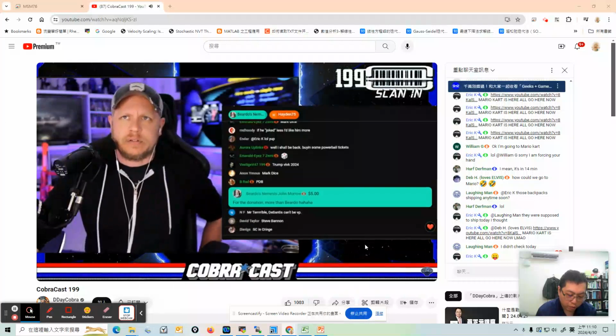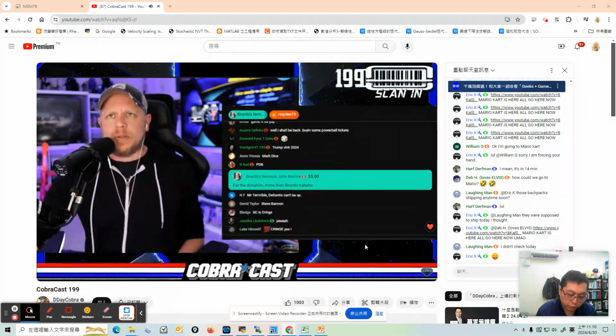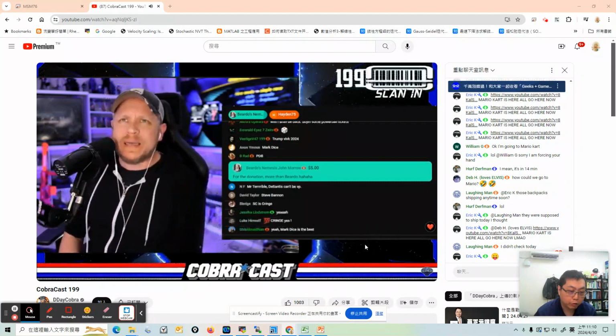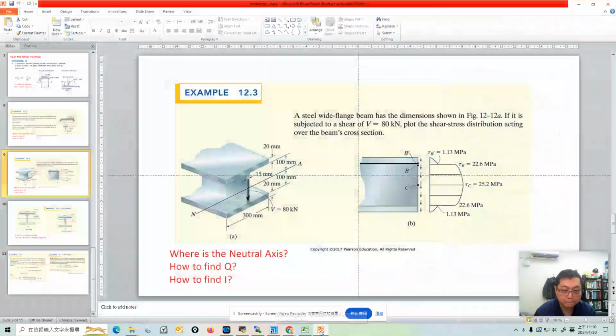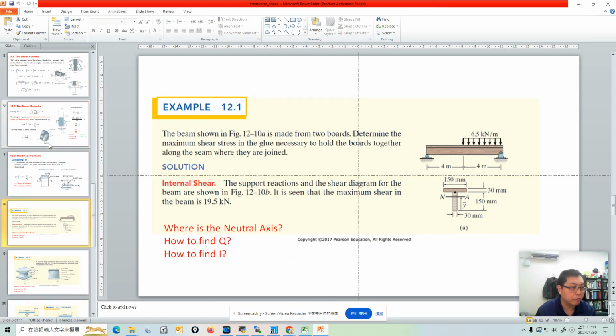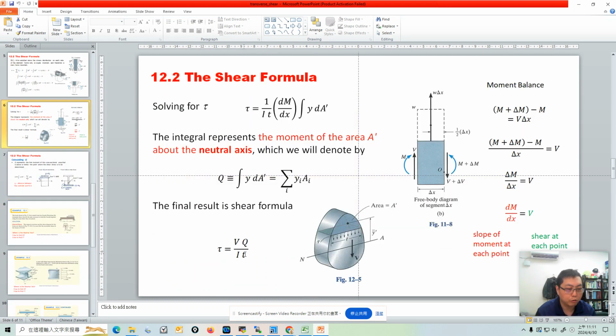Okay, hello everyone. In this video I'm going to show you the transverse shear calculation in a beam. Simply speaking, it is the shear stress in a beam when the beam is subject to external loading. The formula for transverse shear in a beam, I think in the slide I already demonstrated this: VQ over It.